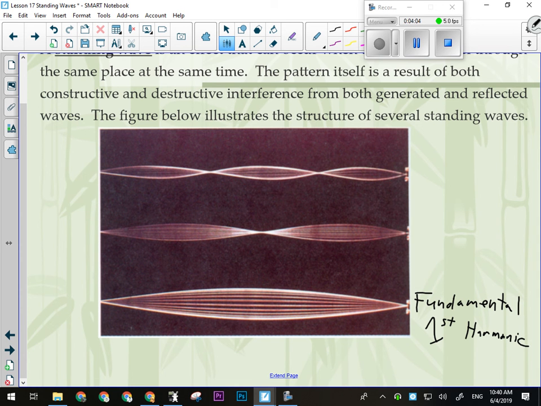The next frequency that produces a standing wave is twice that frequency. So it's the second harmonic. And the next one is the third harmonic. It's 3 times the frequency, and so on and so on. If you had a machine that could produce waves that were the right frequency, you could go to the 10th harmonic if you wanted to.